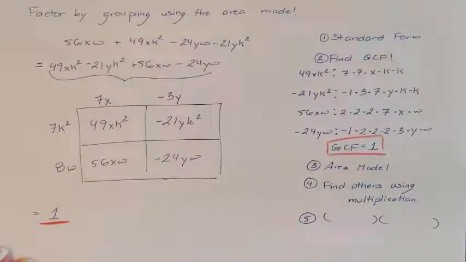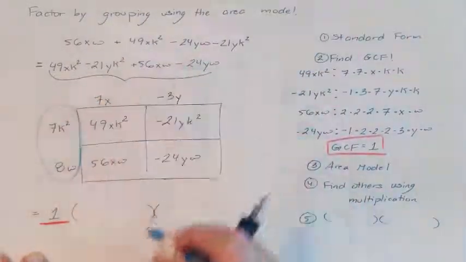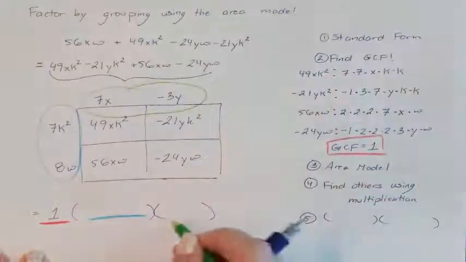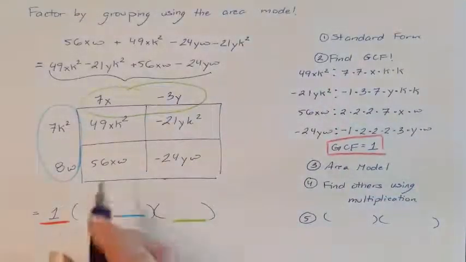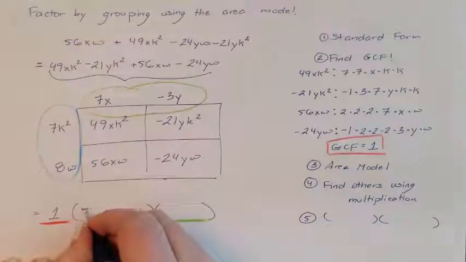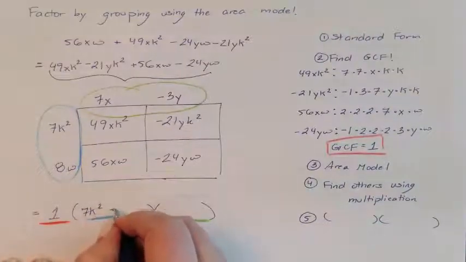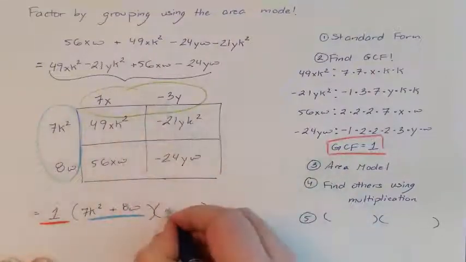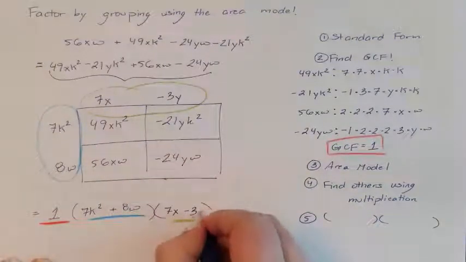And now we have to put the 2 parentheses. What we found on this side goes in this parenthesis, and what you found on this side goes in this parenthesis. So this is 7k squared with a positive 8w. 7x with a negative 3y. So 7x with a minus 3y.